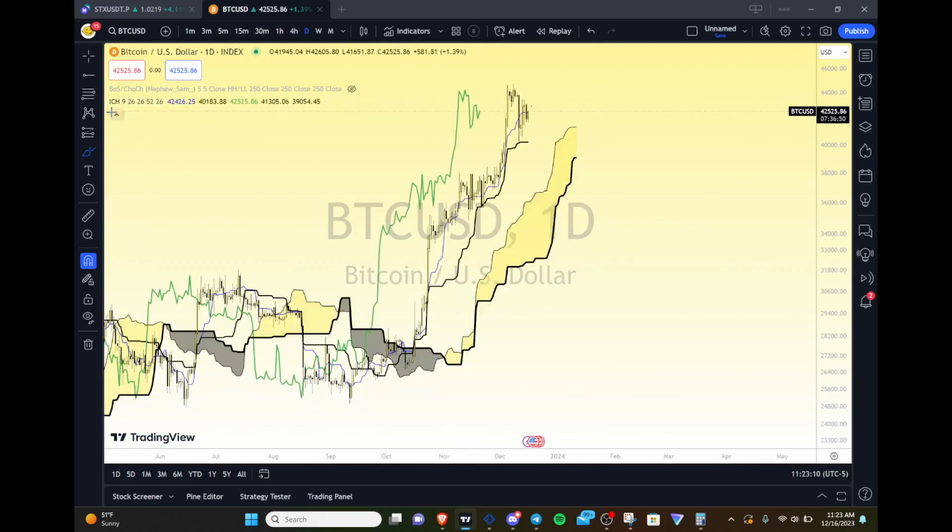If you know me, I have a soft spot. I love Ichimoku, okay? I don't use it in my day-to-day trading as much, but I do love it. I think it's a great indicator for a bunch of reasons. I won't go into details. I have videos of that on the channel if you're interested. But if we put this overlay on, let's go to the monthly chart.